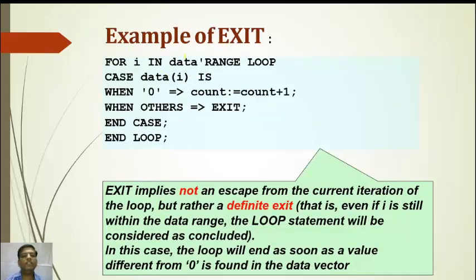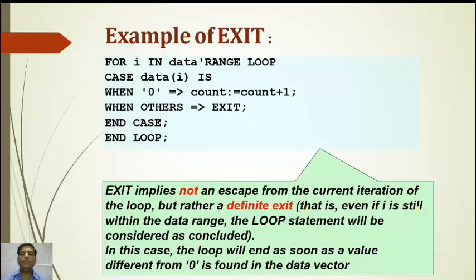Example of exit: for I in data'range loop, case data(I) is when 0 => count := count + 1; when others => exit; end case; end loop. Here exit implies not an escape from the current iteration of the loop, but rather a definite exit.